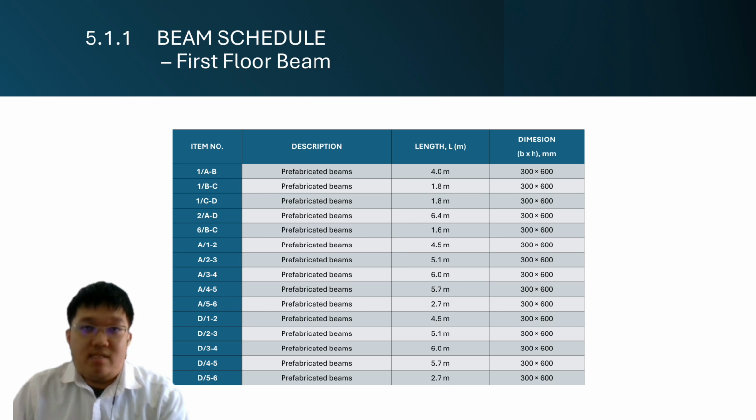This slide presents the first floor beam schedule. All beams listed are prefabricated beams, showing a high level of IBS adoption. The beams vary in length depending on grid location, but they maintain a consistent cross-section dimension of 300 by 600 millimeters. Thus, standardization improves manufacturing efficiency, reduces formwork variations, and supports modular construction principles.